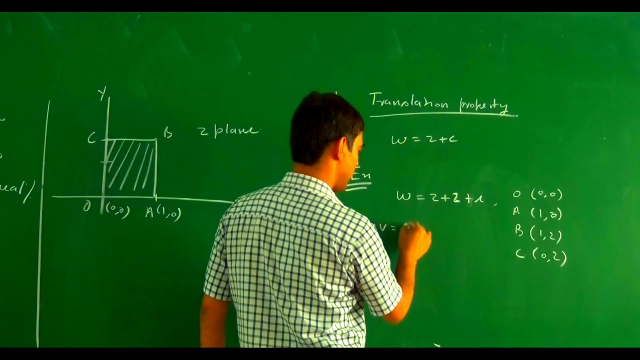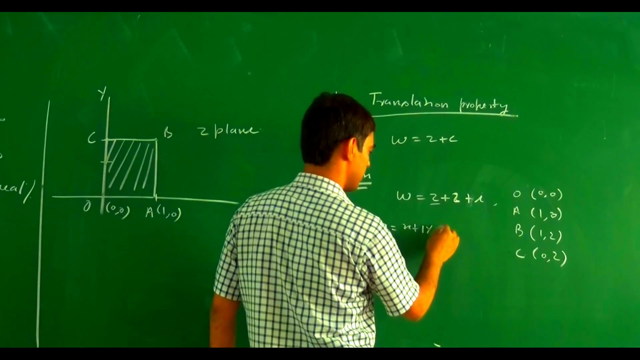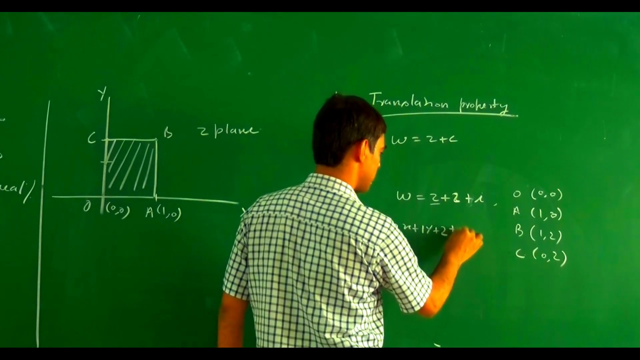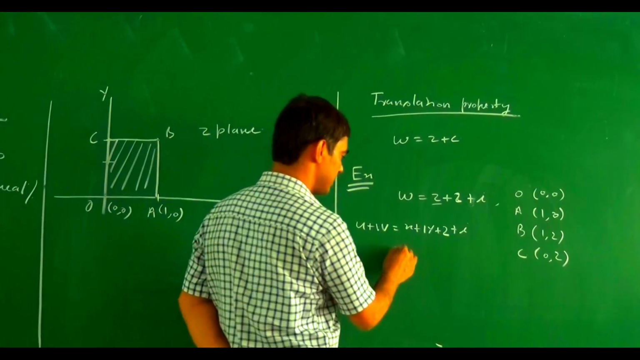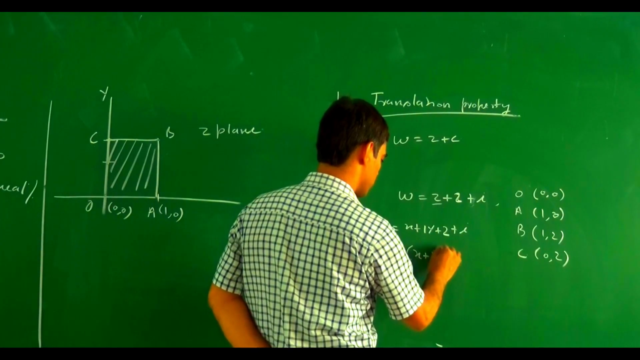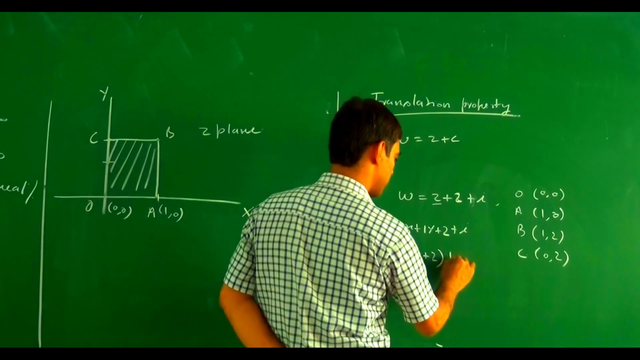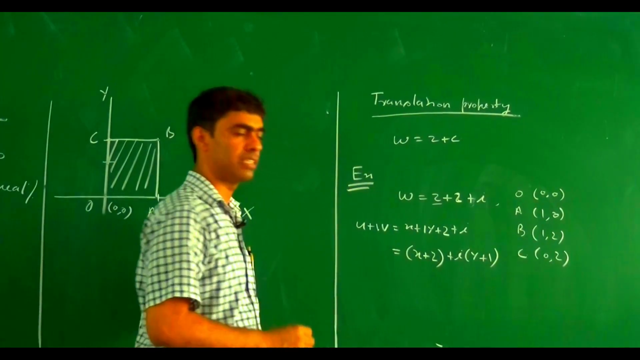Then this becomes Z plus 2 plus i, which is x plus iy plus 2 plus i. If we write this in real and imaginary parts, the real part becomes x plus 2, and the imaginary part is i times (y plus 1).